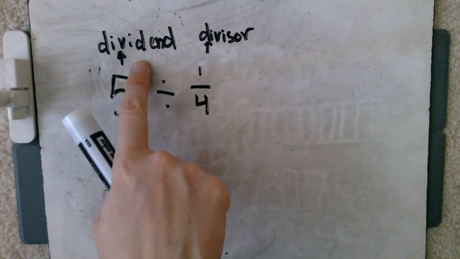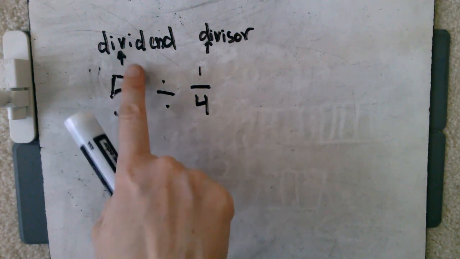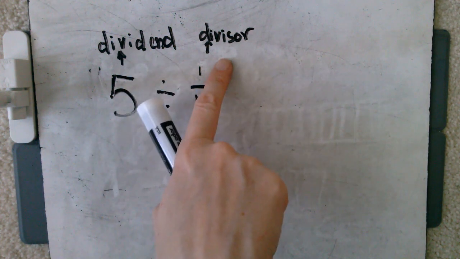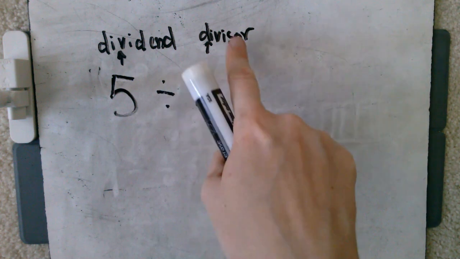5 is our dividend. Say that with me. 5 is our dividend. And 1/4 is our divisor. Say that with me. 1/4 is our divisor. Those are important math terms we're going to want to remember for the future.